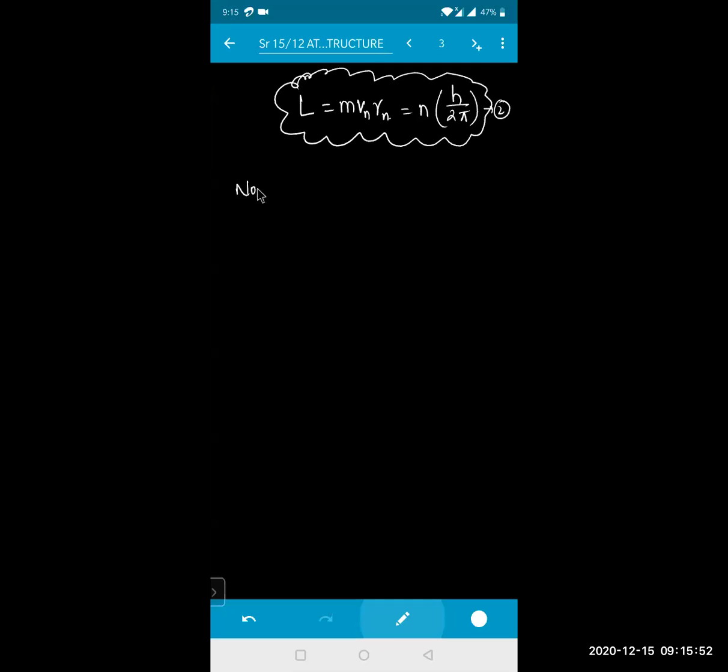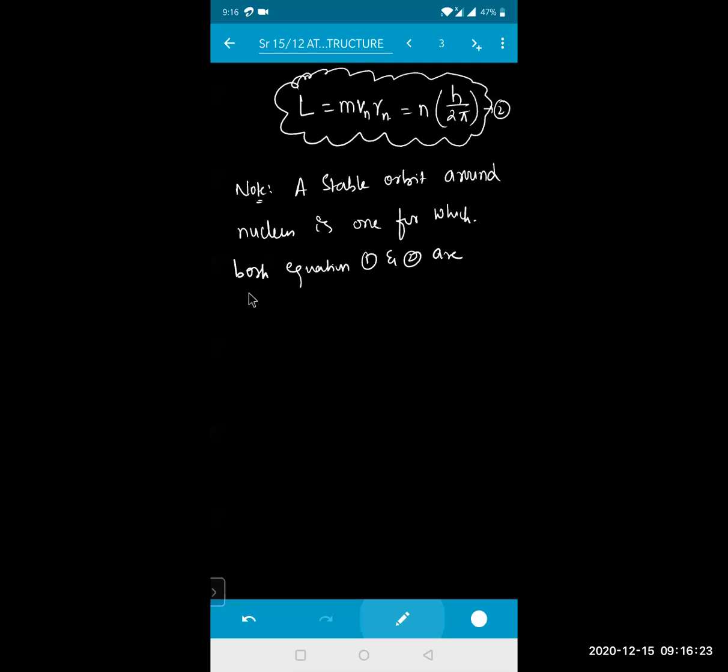I can write here a note. Stable orbit around the nucleus is one for which both equation 1 and 2 are satisfied.